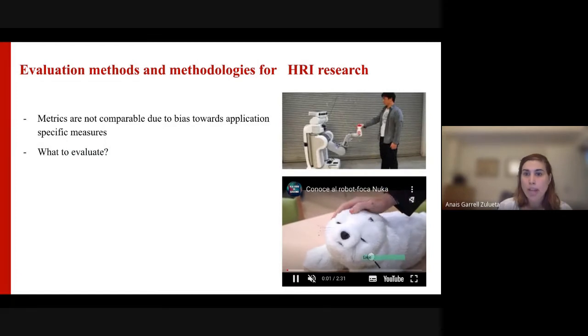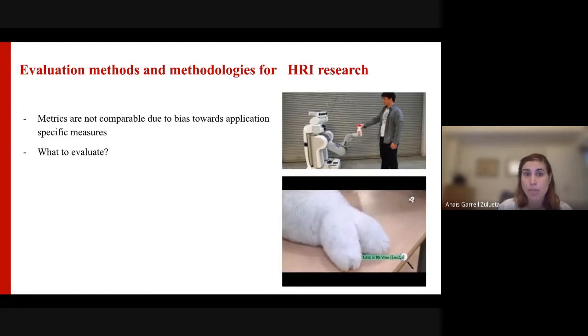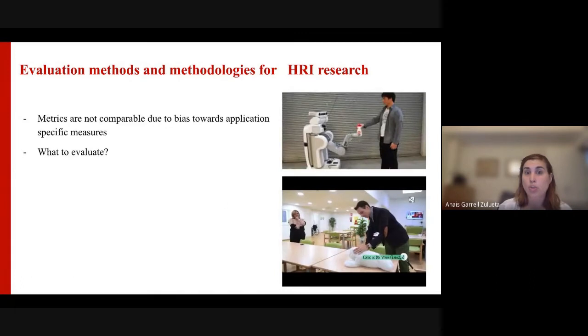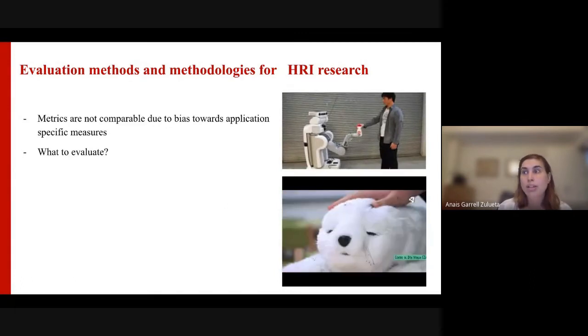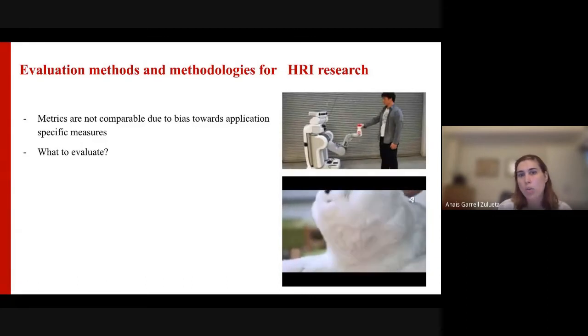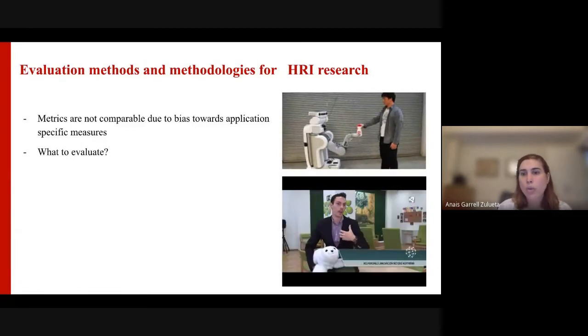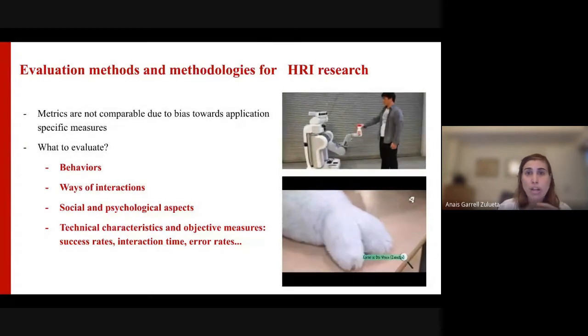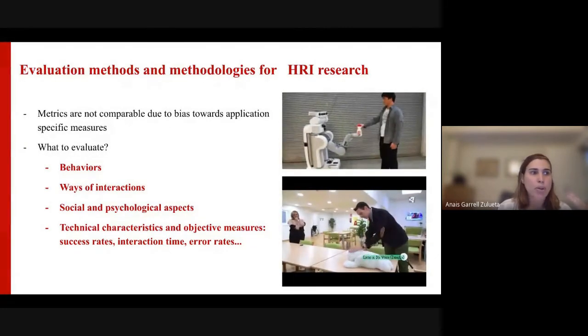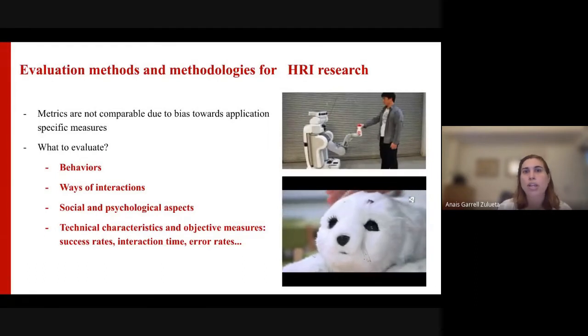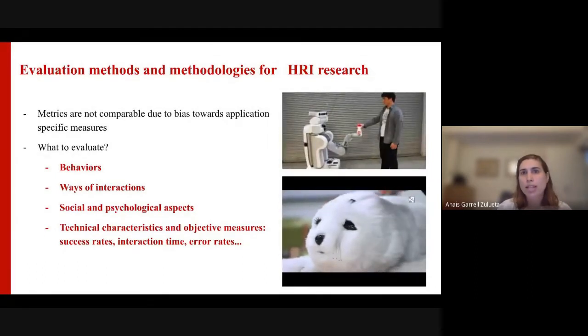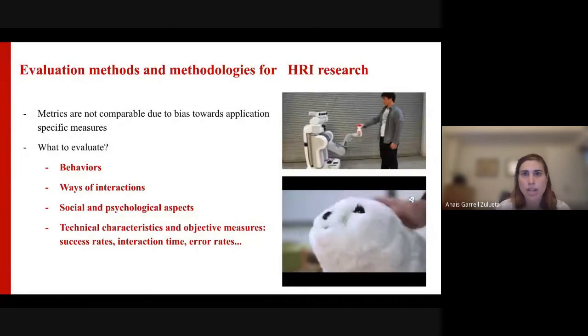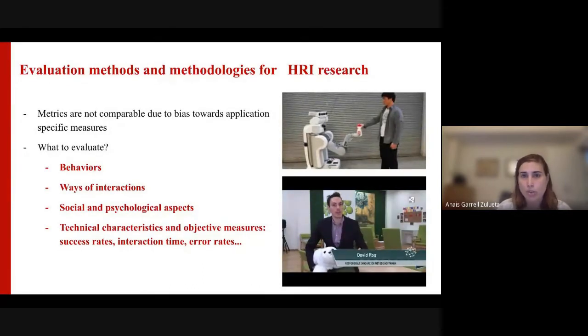Regarding these metrics, okay, the point is that metrics are not comparable because of bias towards application-specific measures. So depending on the robot, depending on the task, depending on the environment that you are working on, we will have different measures. So what can we evaluate? We can evaluate the behavior of robots, the ways of interaction. We cannot assume that, for instance, verbal cues will be the best way to communicate with robots. Okay? Maybe for a specific task, we need contact communication, or maybe a touch screen.